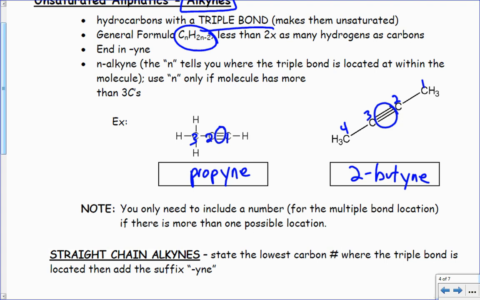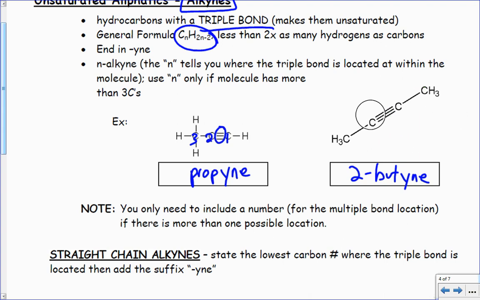So 2 things I want to elaborate about this because this is a great teachable moment. If I were to name it the other way, if I were to start on this side and say 1, 2, 3, 4, I would still get the triple bond at 2 because it's symmetrical on both sides. It doesn't matter which way I write it. I can flip it all around. I'm going to draw it the same way by saying 2-butyne.